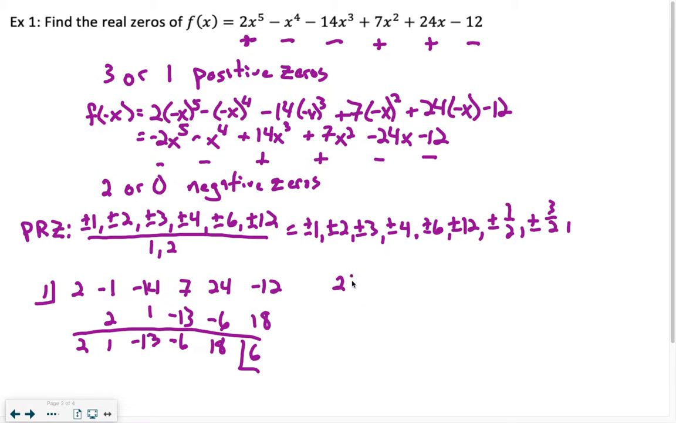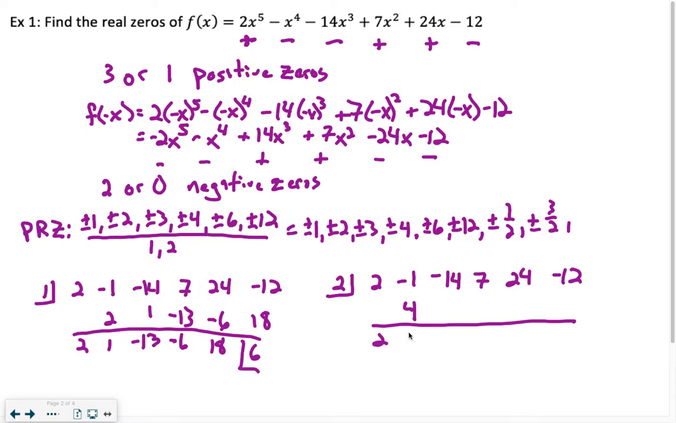Let's try 2. All right, so again, list out my coefficients: 2, negative 1, negative 14, 7, 24, negative 12. And synthetically divide. So bring the 2 down, multiply, add, multiply, and add, multiply, and add, multiply, and add, multiply, and add. We get a remainder of 0. That means that 2 is a root.